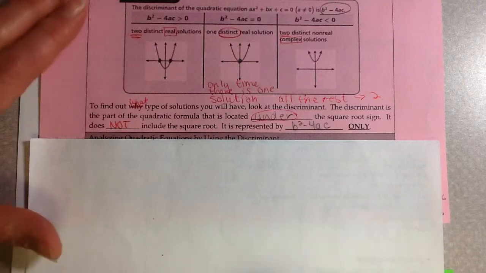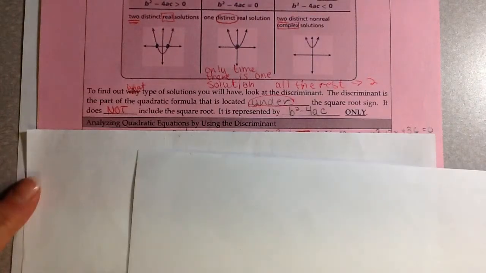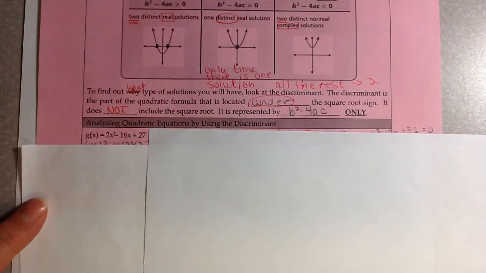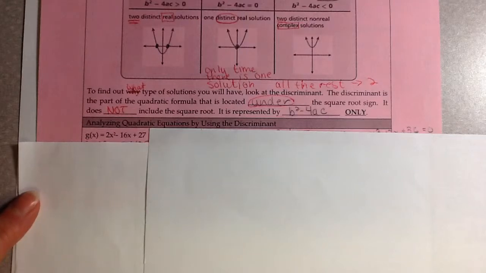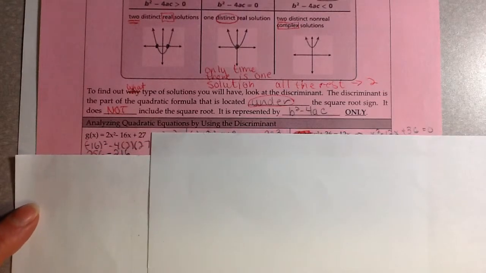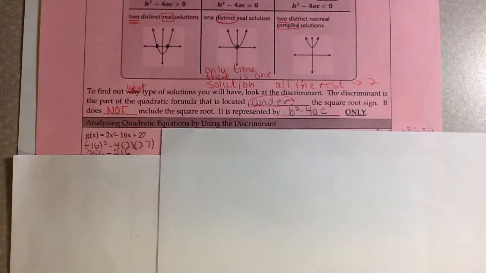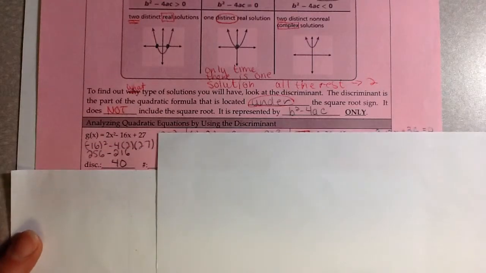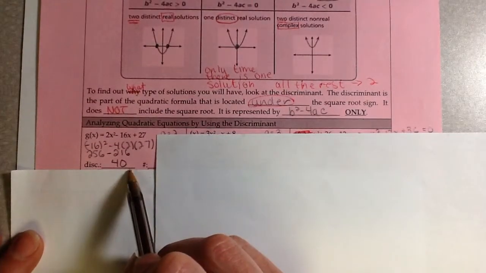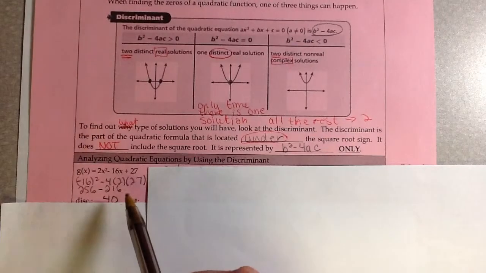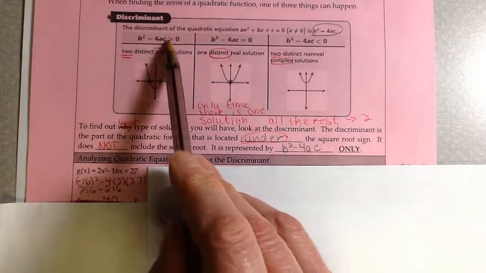Okay, so what I did is I took the two questions that we just did, just to show you how the discriminant works. So here I'm just going to quickly pull this down because we already did the same exact question up above. But when we do the b squared minus 4ac, we're going to end up with 40. Well, 40, if we come back to our chart here, 40 is greater than 0.